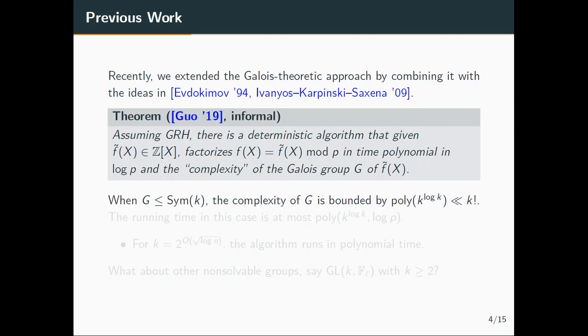I won't give the formal definition, but let me just point out that when G is a symmetric group of degree k, or more generally a subgroup of the symmetric group of degree k, then the complexity of G is bounded by a polynomial in k to the log k. Therefore, the running time of the algorithm in this case is at most polynomial in k to the log k and log p. And if G is a subgroup of the symmetric group of degree k for k up to 2 to the square root of log n, then the algorithm runs in polynomial time. So this is a generalization of the previous results in the Galois theoretic approach. And so this is for symmetric groups.